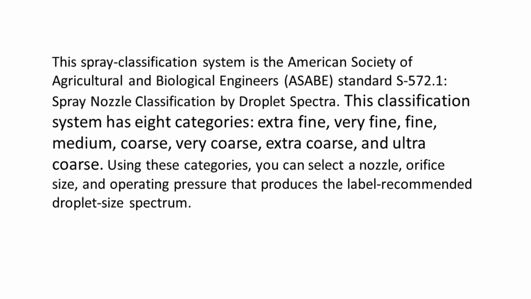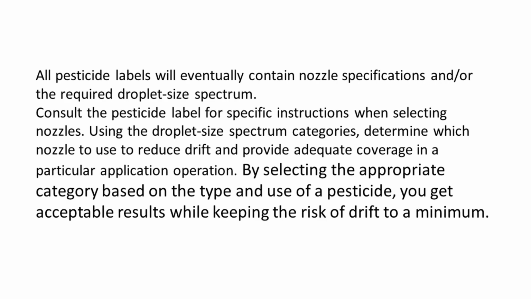Using these categories, you can select a nozzle, orifice size, and operating pressure that produces the label recommended droplet size spectrum. All pesticide labels will eventually contain nozzle specifications and/or the required droplet size spectrum. Consult the pesticide label for specific instructions when selecting nozzles. Use the droplet size spectrum categories to determine which nozzle to use to reduce drift and provide adequate coverage in a particular application operation. By selecting the appropriate category based on the type and use of a pesticide, you get acceptable results while keeping the risk of drift to a minimum.